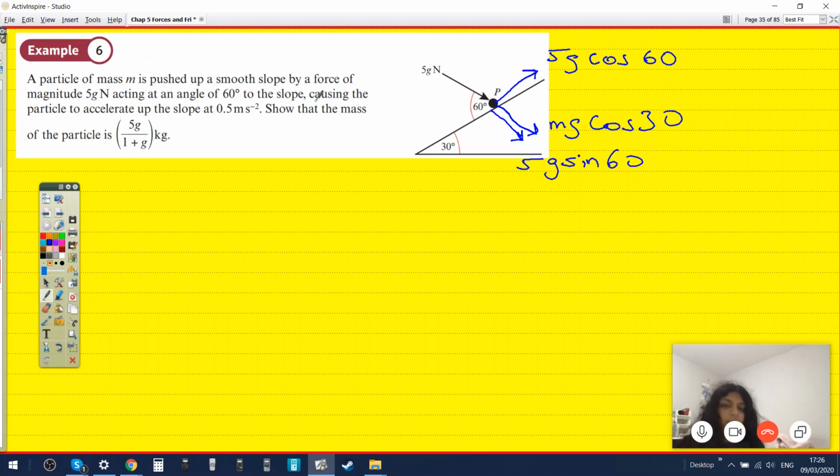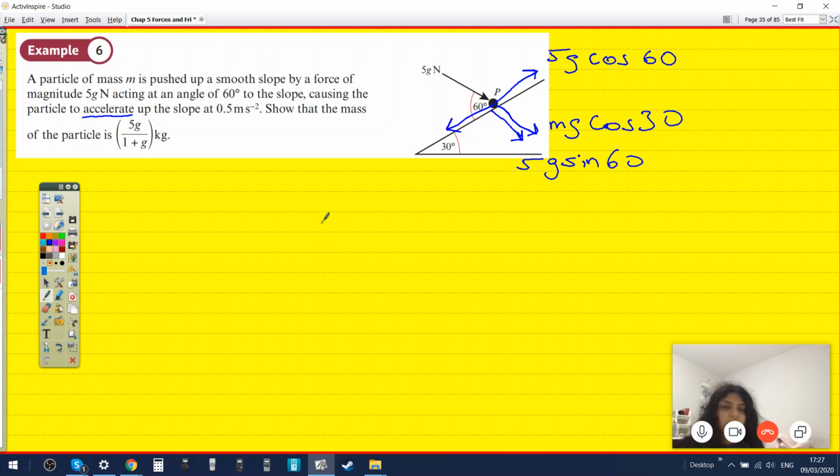Why is it equal to 0? When you do sum of F, if you add them, you're just going to get 0. So how are you meant to do sum of F? Would it be 5g cos 60, because there's no other horizontal force? There's one other horizontal force going this way. No, there's no friction, it says smooth slope.